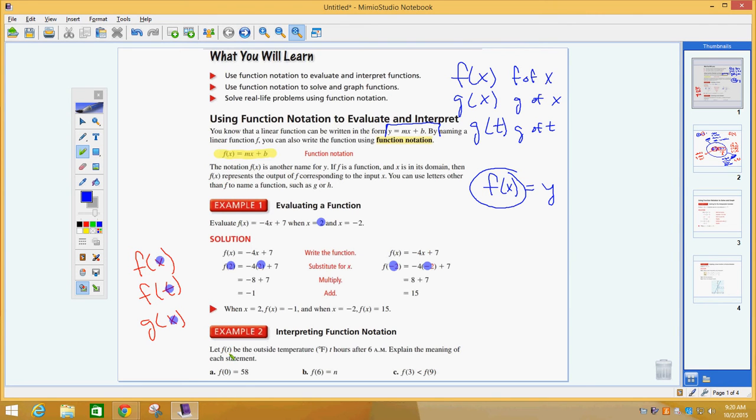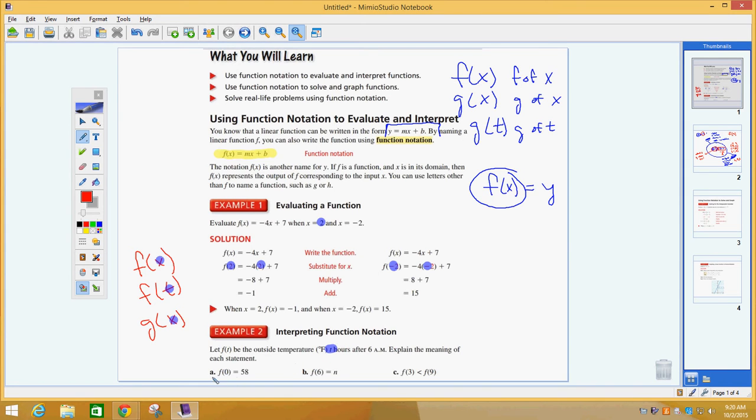But the reason I'm saying f of t, or the book is saying f of t, is because we're talking about the outside temperature in Fahrenheit. Actually, it's not T for temperature, it's T for hours. I'm using T for hours, not temperature. So T is time, so after 6 a.m., explain the meaning of each situation.